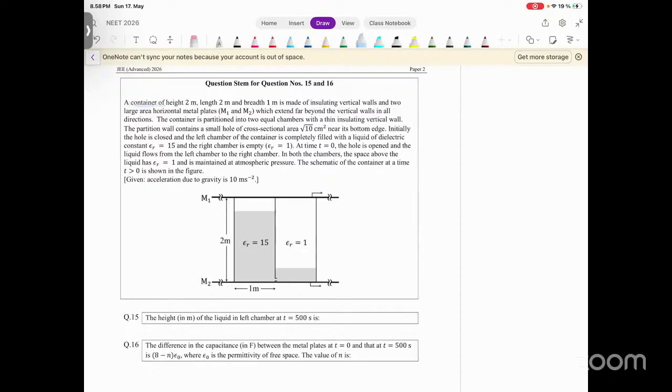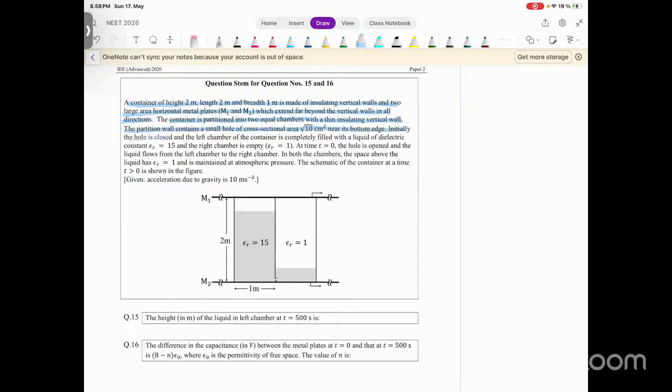A container of height 2 meter, length 2 meter, breadth 1 meter is made of insulating vertical walls and two large area horizontal metal plates M1 and M2, which extend far beyond the vertical walls in all directions. The container is partitioned into two equal chambers with a thin insulating vertical wall. The partition wall contains a small hole of cross-sectional area root 10 centimeter square near the edge.